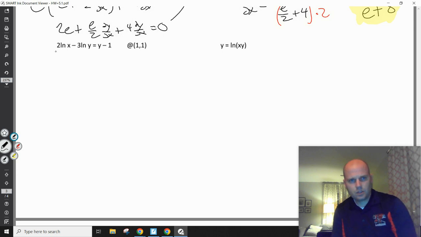These logs, sometimes tricky. This one not as bad as the other one. The derivative of log y is 1 over y times dy dx. The derivative of log x is 1 over x.